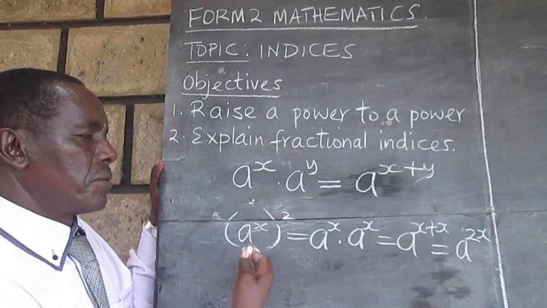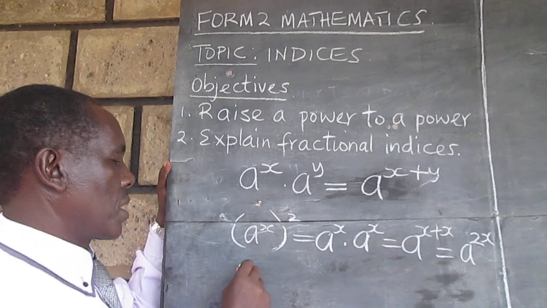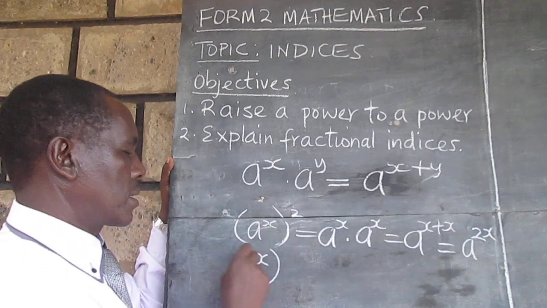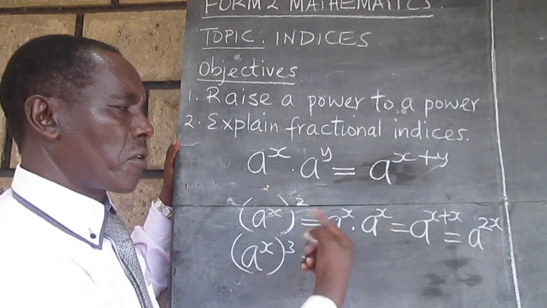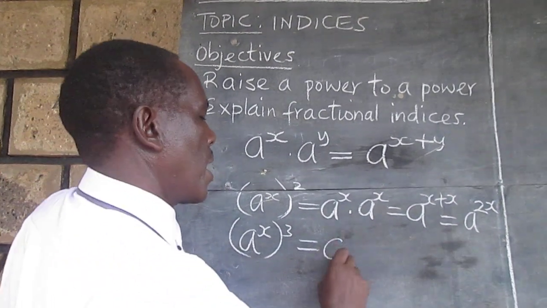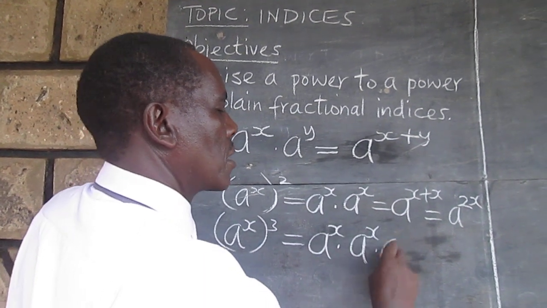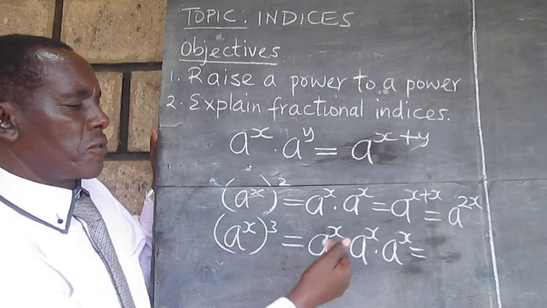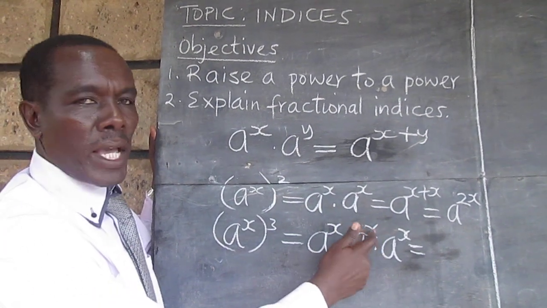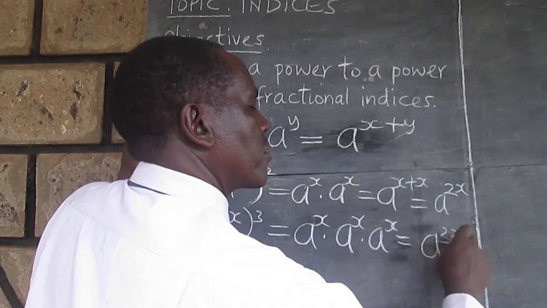If we now extend that further to, for example, (a raised to x) raised to 3, we can follow the same pattern and have a raised to x times a raised to x times a raised to x. And this would mean that we add x to x and then to x, and this would give us a raised to 3x.